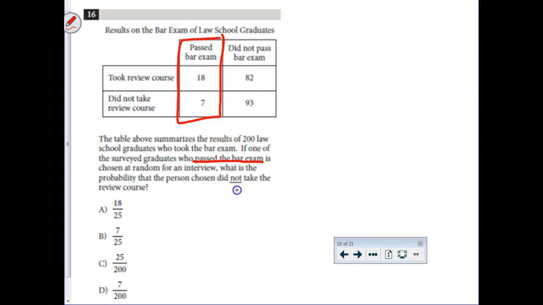What's the probability that they did not, underline, so not take the review course? So how many of those people did not take the review course? 7 out of how many total people in my little subset that I'm allowed to look at? 25. Boom, answer B. Did you notice how 7 over 200 is there? Most common answer for that question because kids don't pick up on the given thing. That was a tricky question. Yeah, but it's going to show up on your test, guys, more than once, so we got to watch out for it. All right.